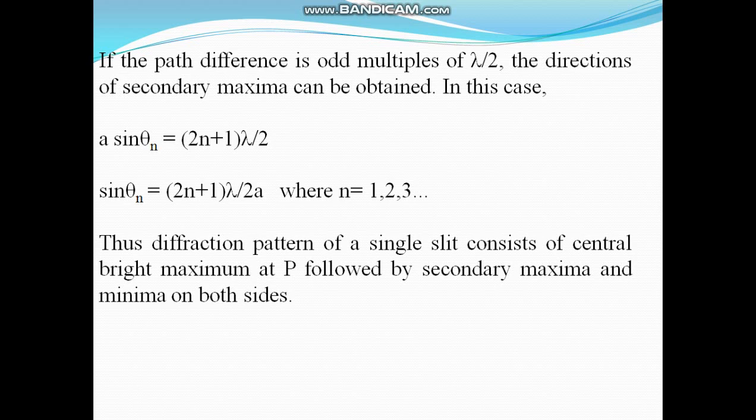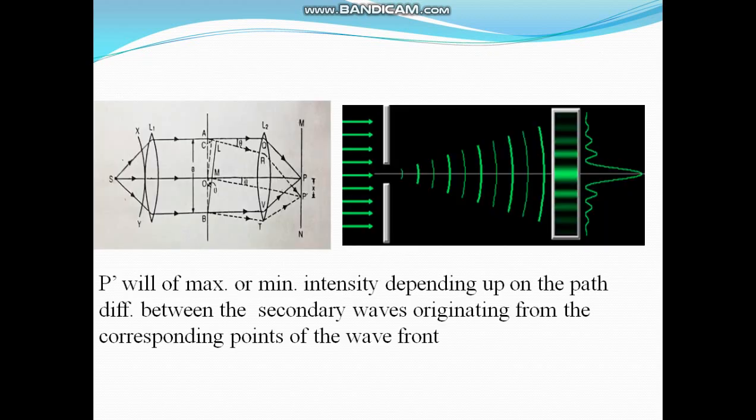Thus the diffraction pattern of a single slit consists of a central bright maximum at P followed by secondary maxima and minima on both sides. From this diagram we can see the central bright maximum followed by secondary minima and maxima on both sides.